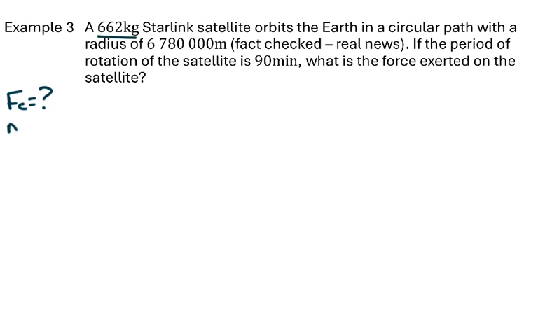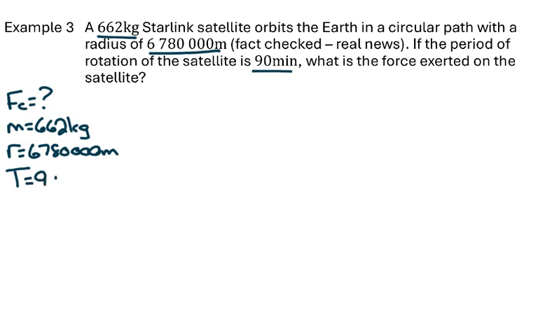We have the mass, 662 kilograms. We have the radius, 6,780,000 meters. We have the period. Period is T, which is 90 minutes. The problem with this is we can't use 90 minutes in a scientific calculation. We need to go with standard units of seconds. So to convert minutes to seconds, we'll multiply by 60, which gives us 5,400 seconds.